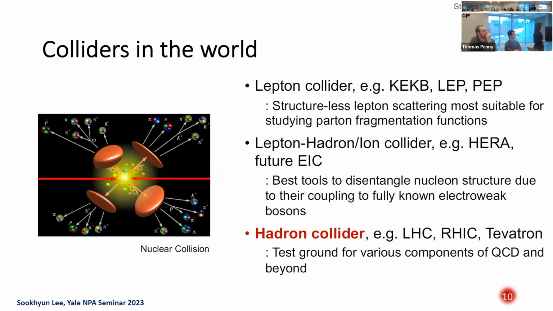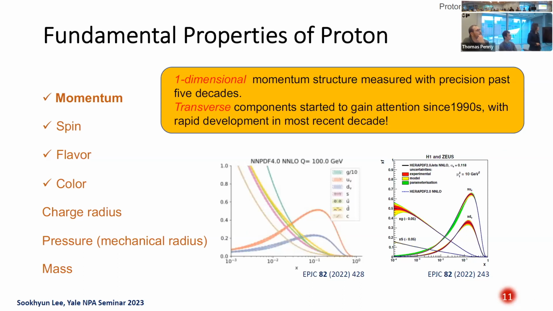Now, the third type of colliders is the hadron collider. A lot of you are familiar with the LHC, and the Relativistic Heavy Ion Collider, and so on. So these are good testing grounds for various components of QCD and beyond. And so now I come to the second part of my talk, where I will be discussing the structure of the proton in terms of its properties. So I will start with the momentum component.